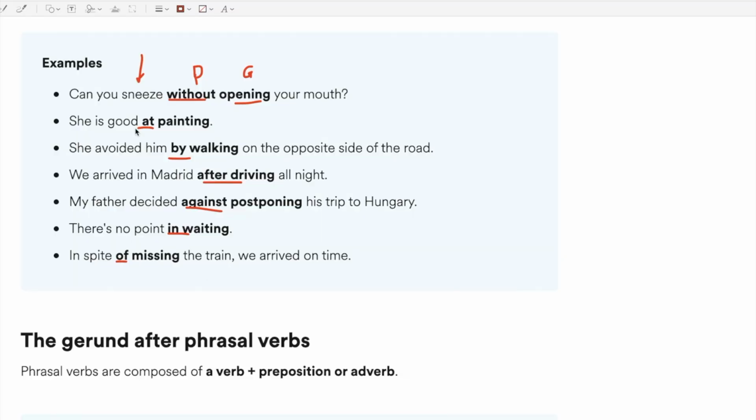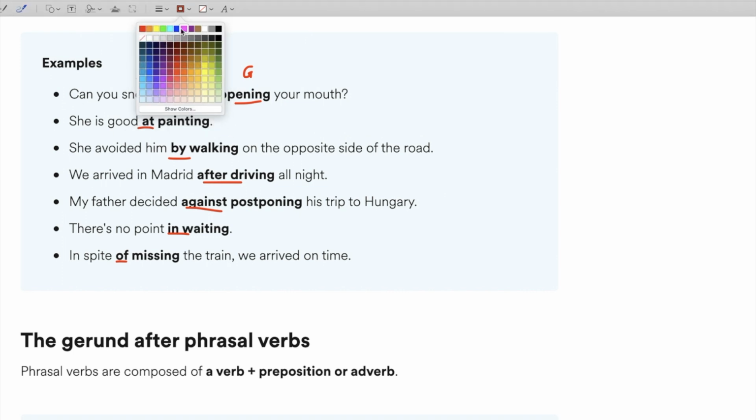Okay. This one, she is good. Okay, so I have the be verb here and I have an adjective, but I have here a preposition, right? So in that case, since I have a preposition here, that means I'm going to use the gerund and the ing form after. She is good at playing basketball. He is great at playing the piano.